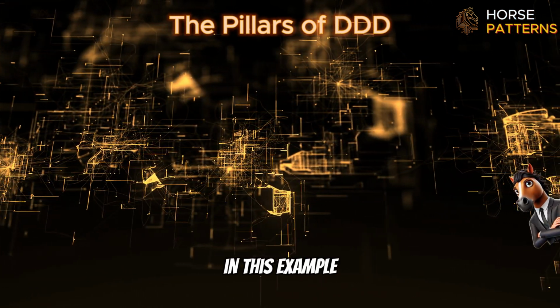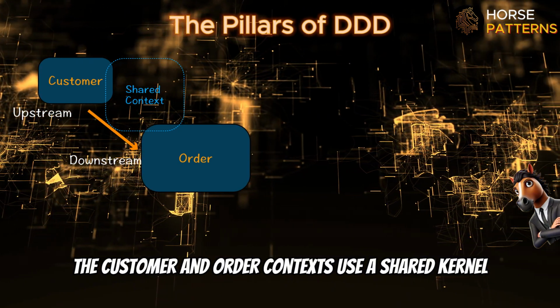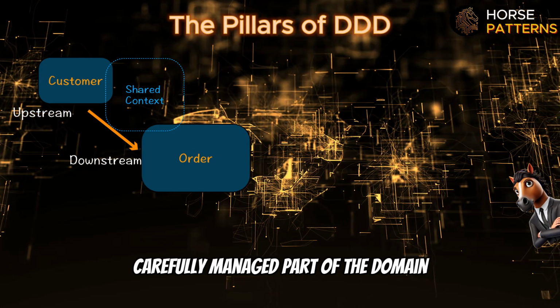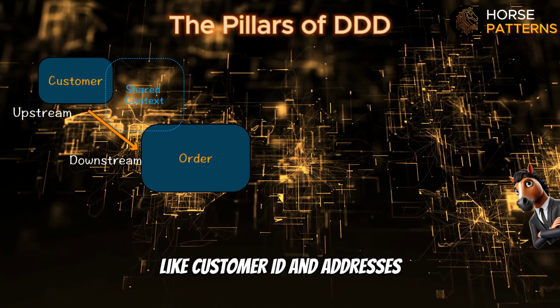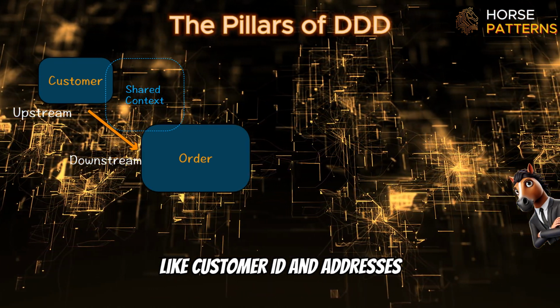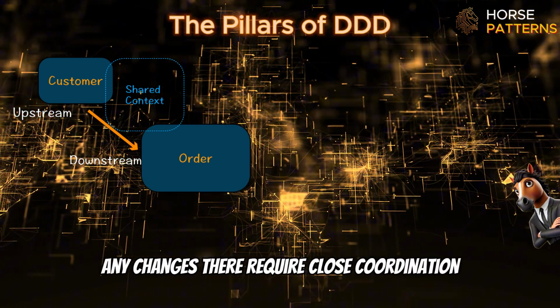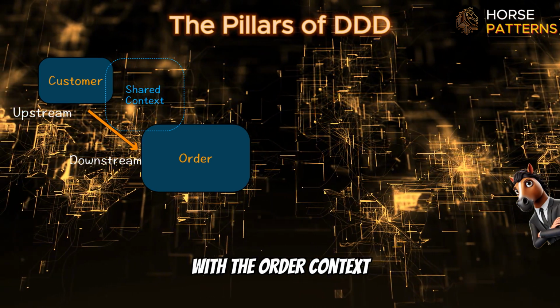In this example, the customer and order contexts use a shared kernel. That means they share a small, carefully managed part of the domain, like customer ID and addresses. Since customer is upstream, any changes there require close coordination with the order context.